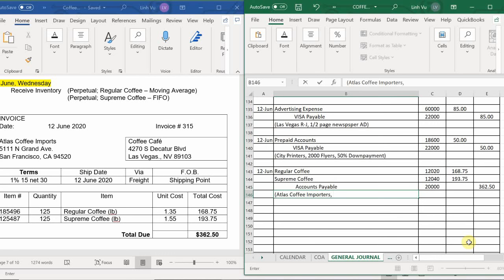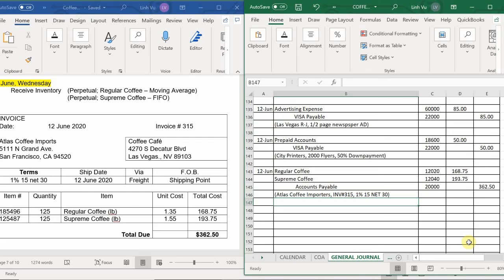This was invoice number 315. We have some terms: we will get a 1% discount if we pay within 15 days. If not, the whole bill is due in 30. You don't need to specify what you purchased here. That's something I would save for the general ledger.